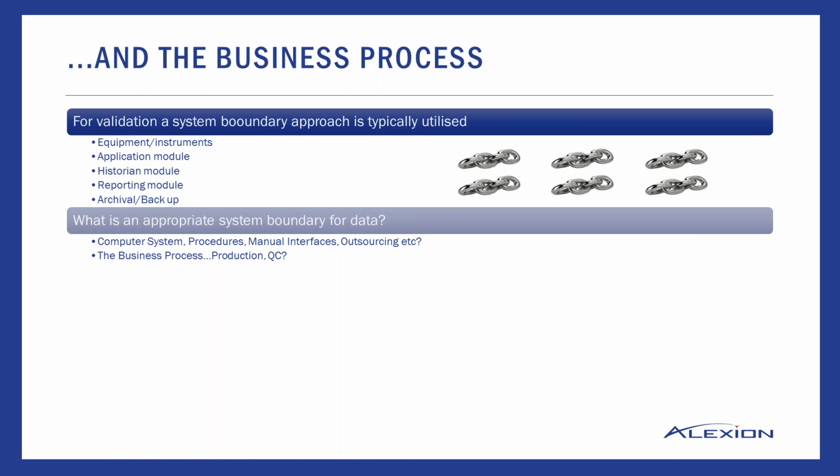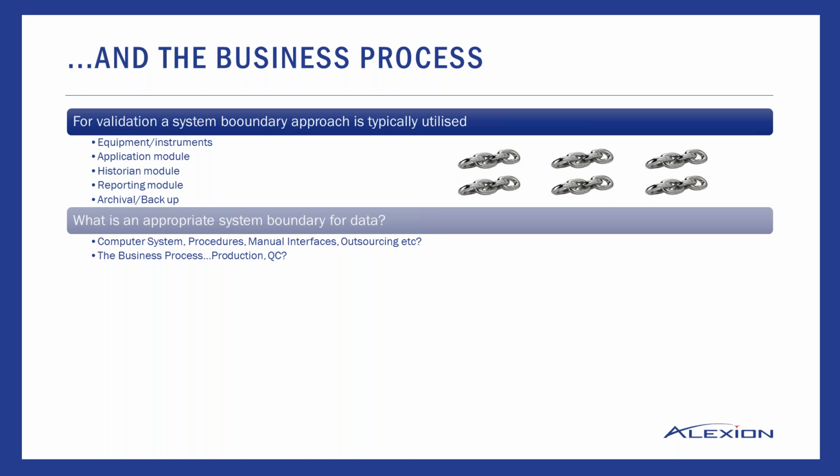But what I have noted in my personal experience is that for validations, typically a system boundary approach is used, where you've got a system boundary and you're going to validate what's inside the system. And I've tried to represent that by the small chain links there. It's usually equipment or instruments, application modules, historian modules, reporting modules, archival and backup modules.